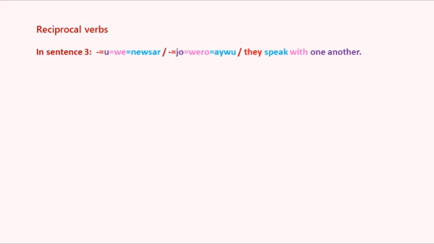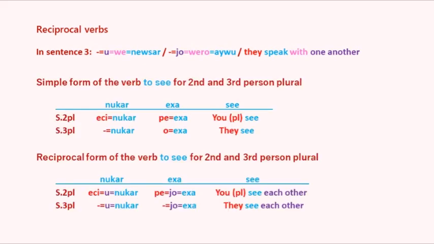Now the reciprocal form we saw in sentence 3. Ueneuser, joguerawu, they speak to one another. U, jo is to show the action is reciprocal, meaning to one another. Now let's inflect it again with the verb to see. I will introduce the conjugation for the second person plural.